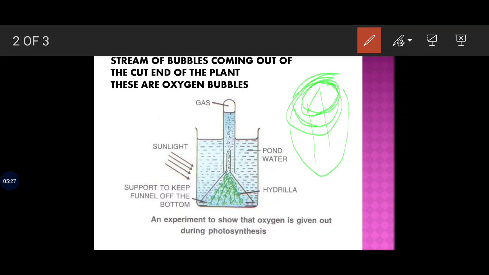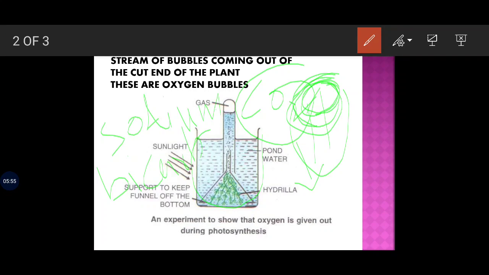Now, this water is not plain water. Why is it not plain water? Because we have used sodium bicarbonate. What have we used? We have used sodium bicarbonate. Sodium bicarbonate, when dissolved in water, liberates CO2, and CO2 is one of the important ingredients for the plant to perform photosynthesis. You know that.